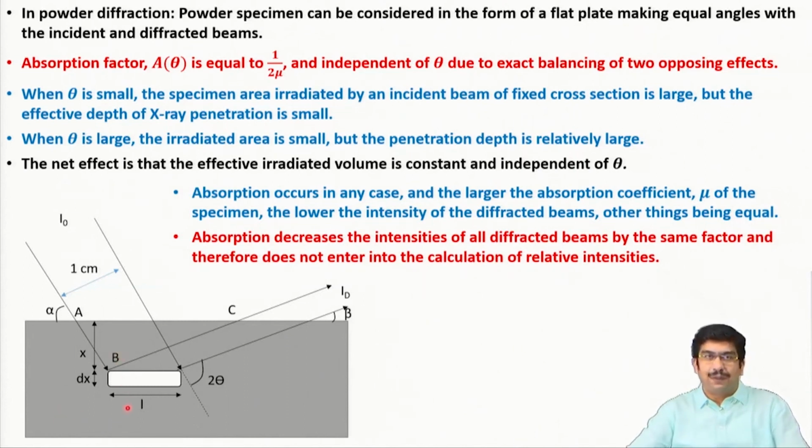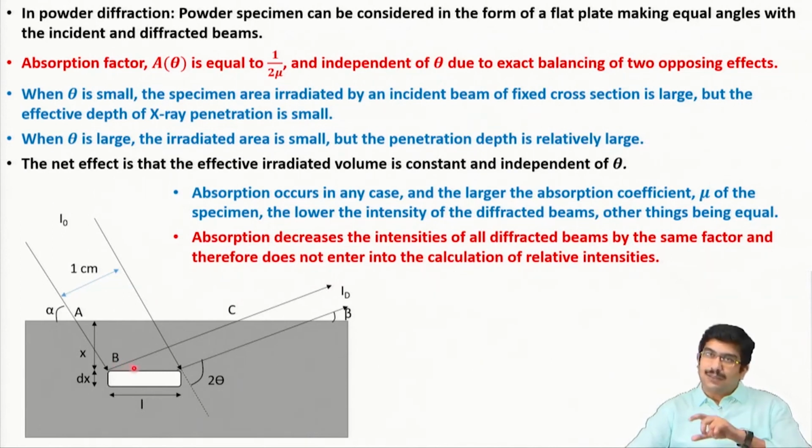What happens is, for a flat plate like this, first let us imagine a low 2 theta condition. So, this beam is falling somewhere over here. The amount of area this beam is seeing, the cross section of the beam, for a fixed size of the beam. If the beam size is fixed, then the depth of this X-ray penetration will be small. That means, if the angle of incidence is shallow, then the depth of penetration will also be small for a fixed cross section of the beam.